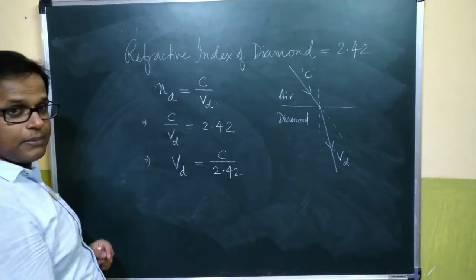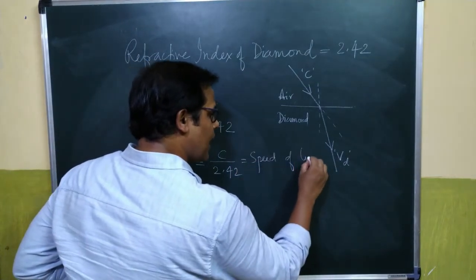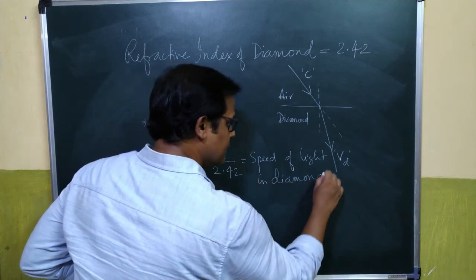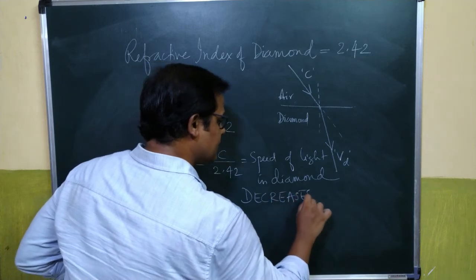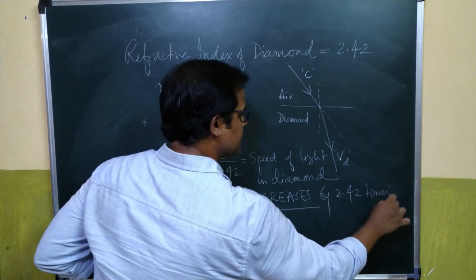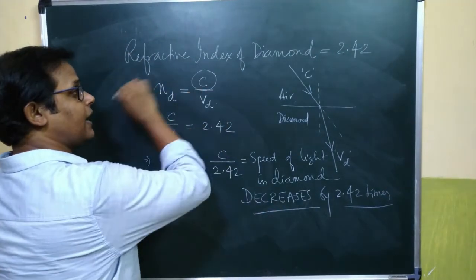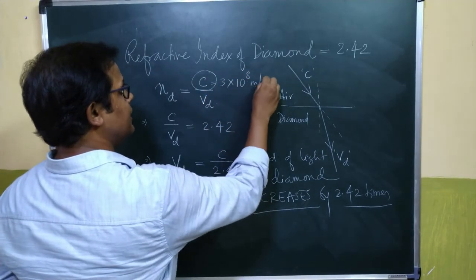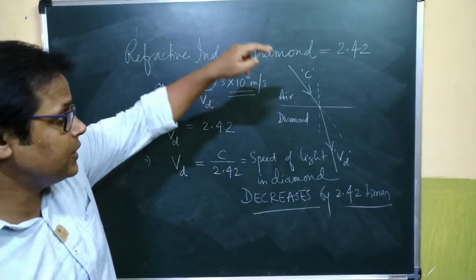What does that mean mathematically? It means that the speed of light in diamond decreases or reduces by 2.42 times in comparison to the speed of light in vacuum, which is well known to us as 3 into 10 to the power 8 meters per second. So in comparison to that speed, the speed of light in diamond has reduced.